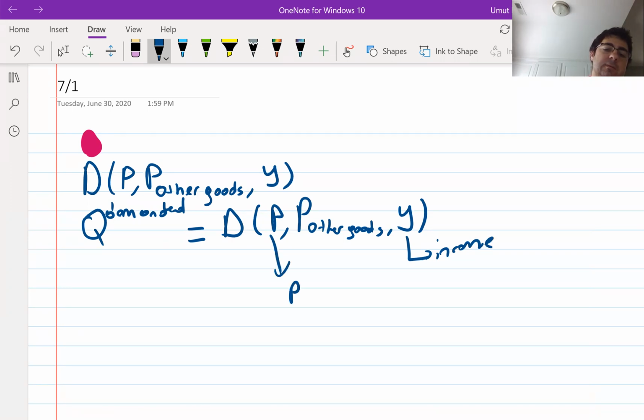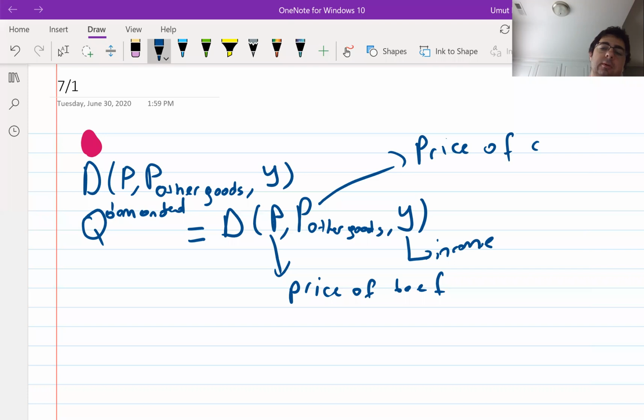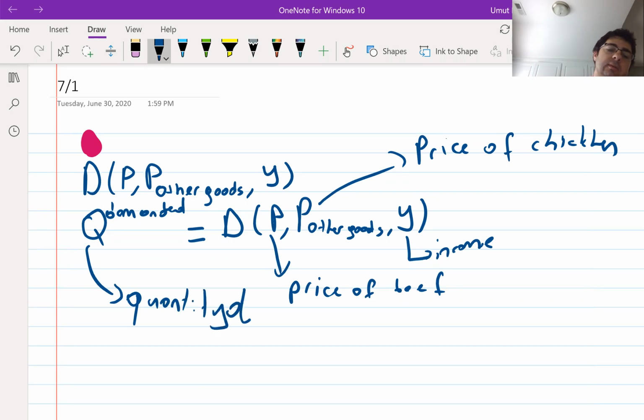So this is income. This is price of beef. Let's say this is price of chicken. And this is quantity demanded for beef.